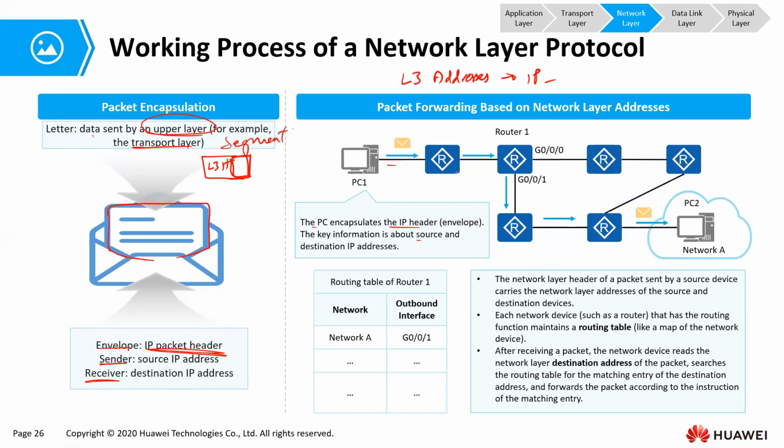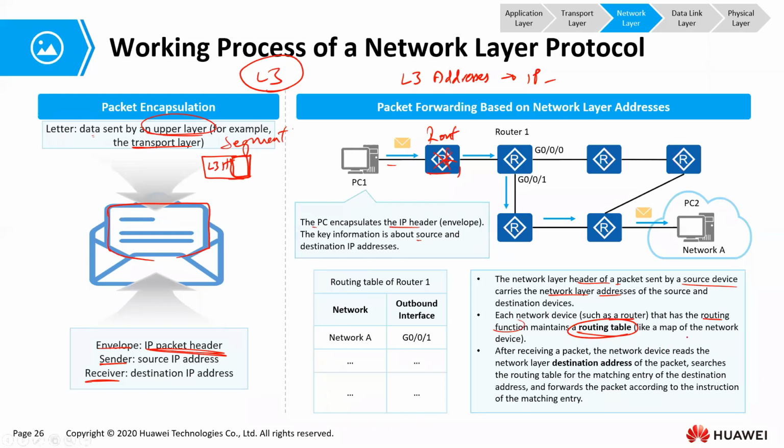So the network layer goes ahead and forwards through routers. Routers will forward based on the routing table that they use for forwarding packets. The network layer header of a packet sent by a source device carries the network layer addresses of the source and destination devices. Each network device, such as a router that has a routing function, maintains a routing table. So the layer 3 tool is the routing table. It is the table that routers use to determine where they need to send the packets that need to be transmitted. We shall look at the details of the routing table.